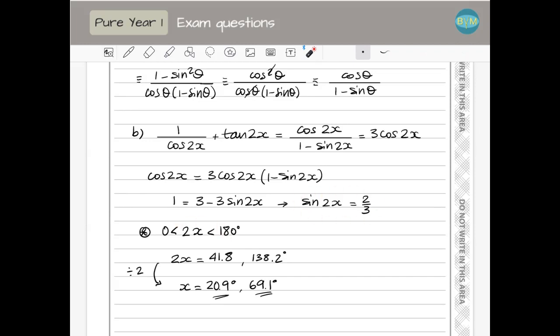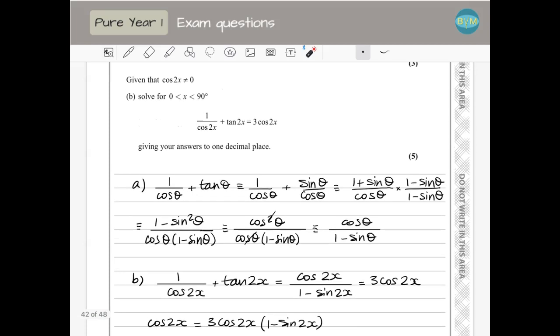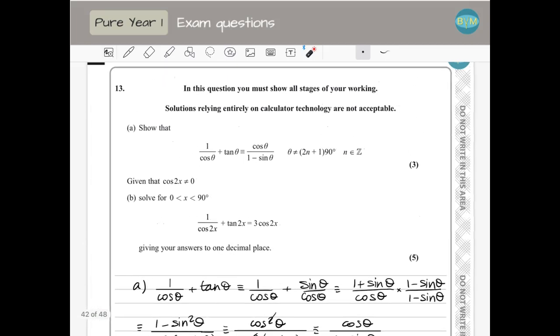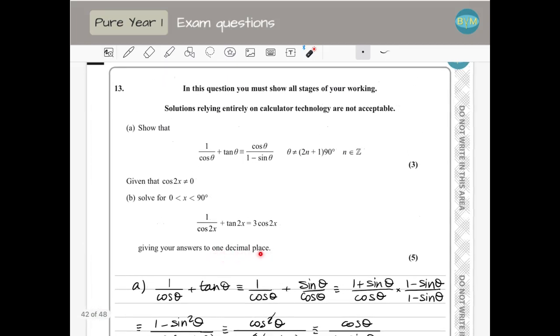And that's all that we have to do for this question. I round to 1 decimal place because that's what they say. If not, you can round to 1 or 2 decimal places, and that's fine. That's it.